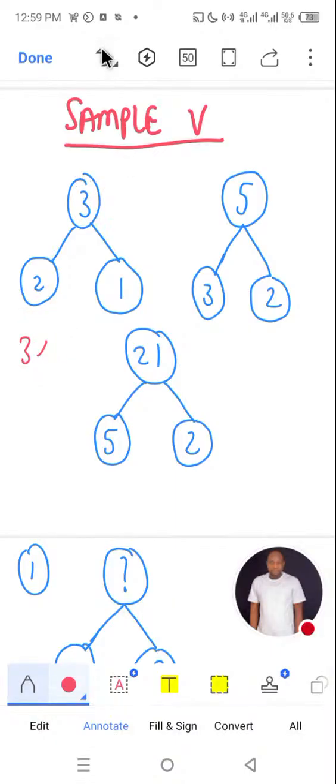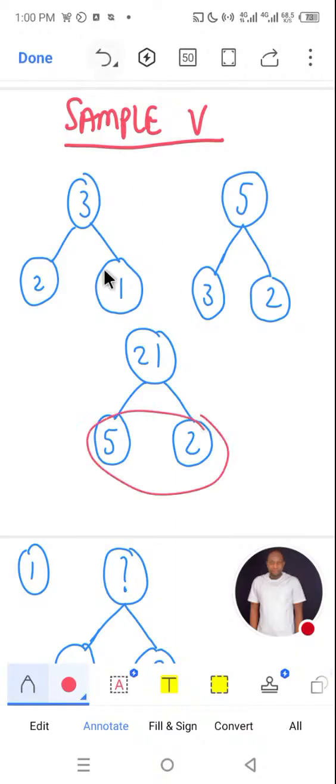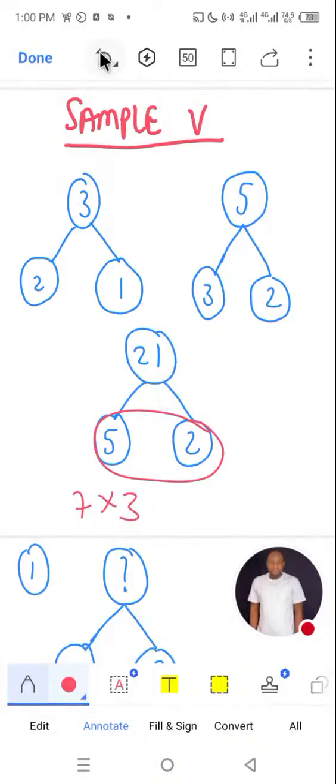So let's see if it's going to work for the second sample. Let's go. 3 plus 2 is 5, times 3 minus 2 is 1. And 1 times 5 is 5. Okay, it worked there. Let's see if it will work for the third sample. 5 plus 2 is 7, times 5 minus 2 is 3. And 7 times 3 is 21. Oh, wow, it worked. That's beautiful.